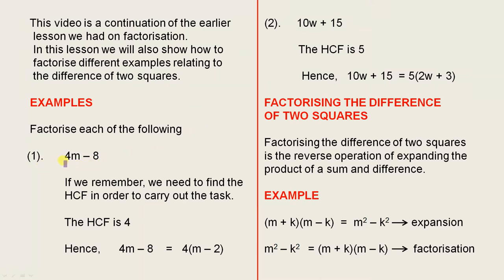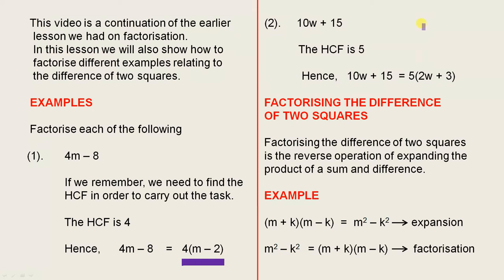So for number 1 we have to factorise 4m minus 8. If we remember, we need to find the HCF in order to carry out the task. The HCF is 4. So here the HCF is the highest number that divides both into 4m and into 8. Hence 4m minus 8 equals 4 outside of m minus 2. And that's the factorisation.